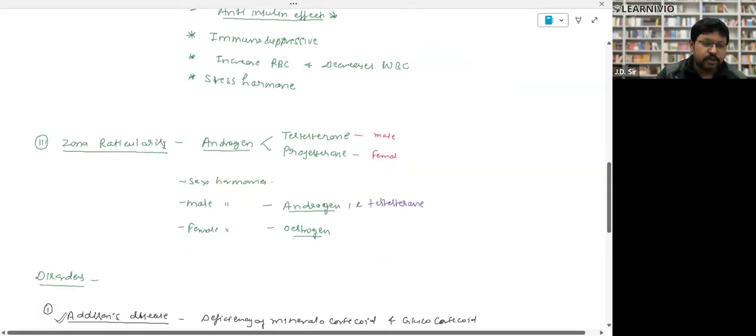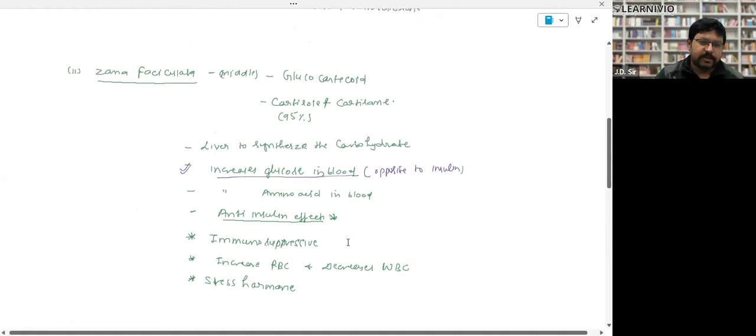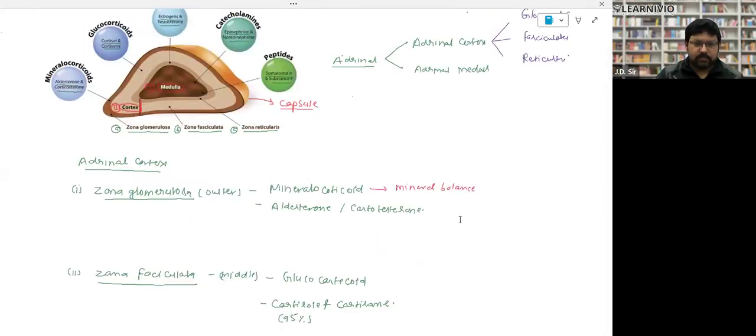Then the third part is zona reticularis. Zona reticularis secretes the androgens, testosterone in male and progesterone in female. You know what is the function of testosterone and progesterone? These are the sex hormones. In male, the sex hormone, androgen, is testosterone, and the female sex hormone is estrogen. These two hormones are secreted by the zona reticularis. So first, please note down the function and the structure of the gland.